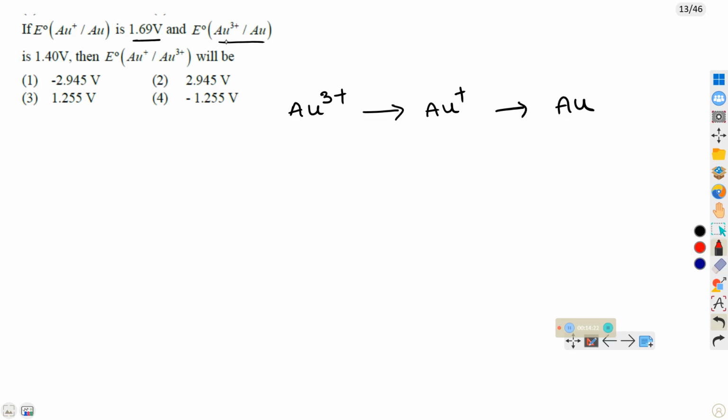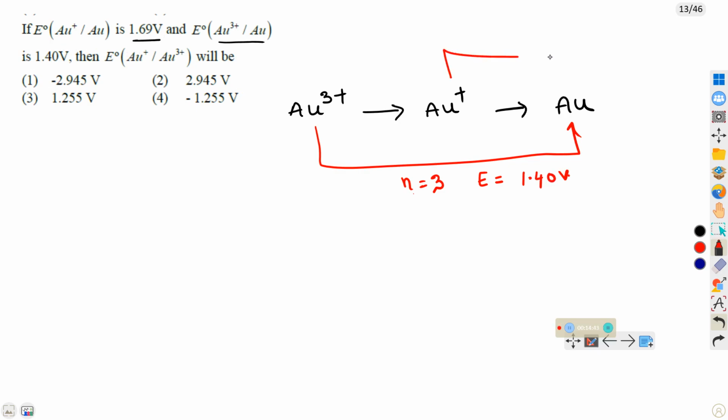Now check it. Au 3 plus is converted to Au. How many number of electrons are involved? 3 electrons are involved. This is N. E naught value is given as 1.40 volts. After that, Au plus is converted to Au. N1 value is equal to 1, and E1 value is equal to 1.69 volts.